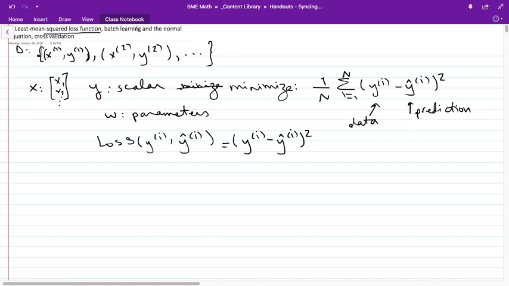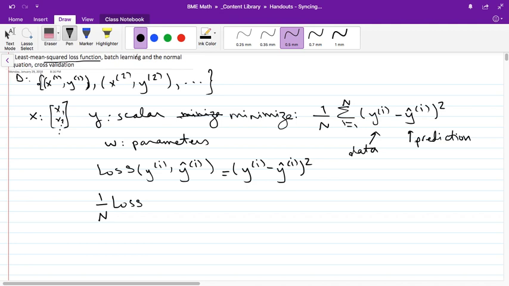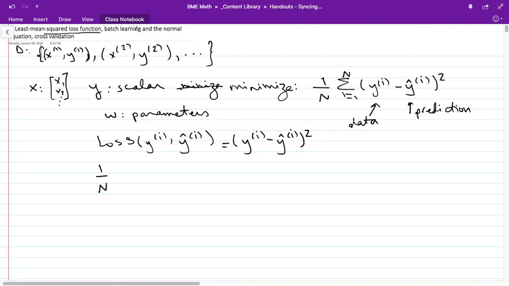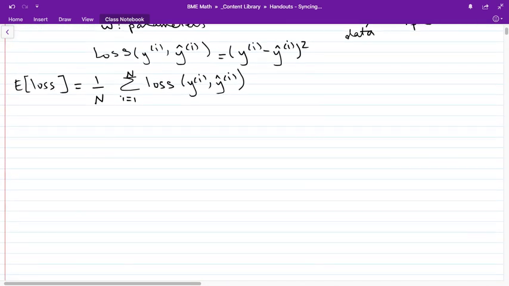And so our objective is to minimize the expected value of the loss function. So the expected value of the loss is 1 over n, the sum of the loss over the observations. So we want to find the parameter w that minimizes the expected value of our loss function.